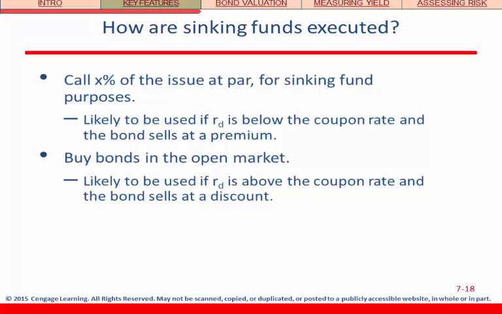Or you can go out and buy the bonds in the open market, and this is likely to be used if R is above the coupon rate and the bond sells at a discount, right? So it's really just two ways of doing a sinking fund based on what's going on with interest rates and the price of a bond.